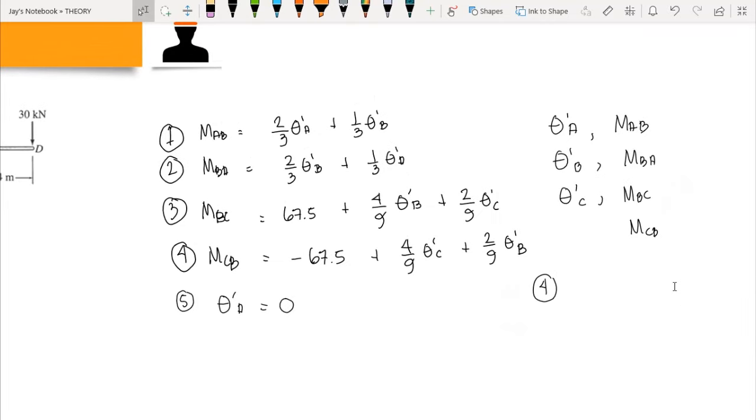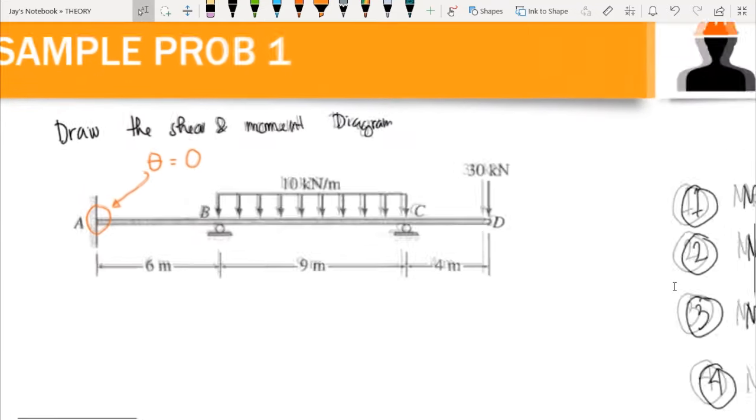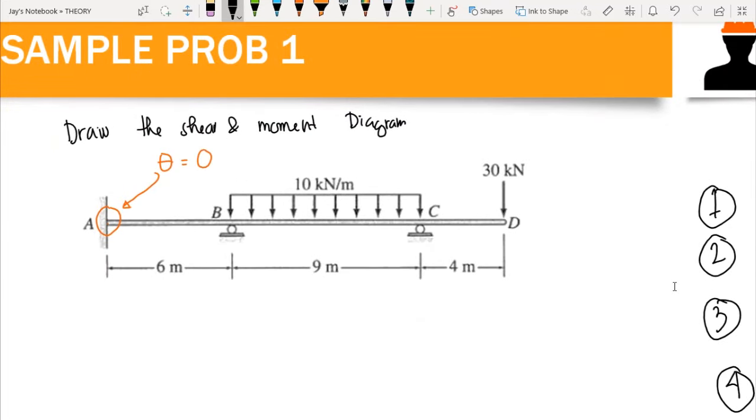Okay? And then we are still lacking 2 equations here. So upon looking at the structure itself, we know that if we have moment at BA, this is our moment BA, and we have our moment here, which is moment BC. Now take note, to maintain equilibrium, MBA and MBC should have equal values in terms of magnitude. Okay? So therefore, our MBA must be equal to MBC because they are in equilibrium. So at point B, we have equilibrium there.